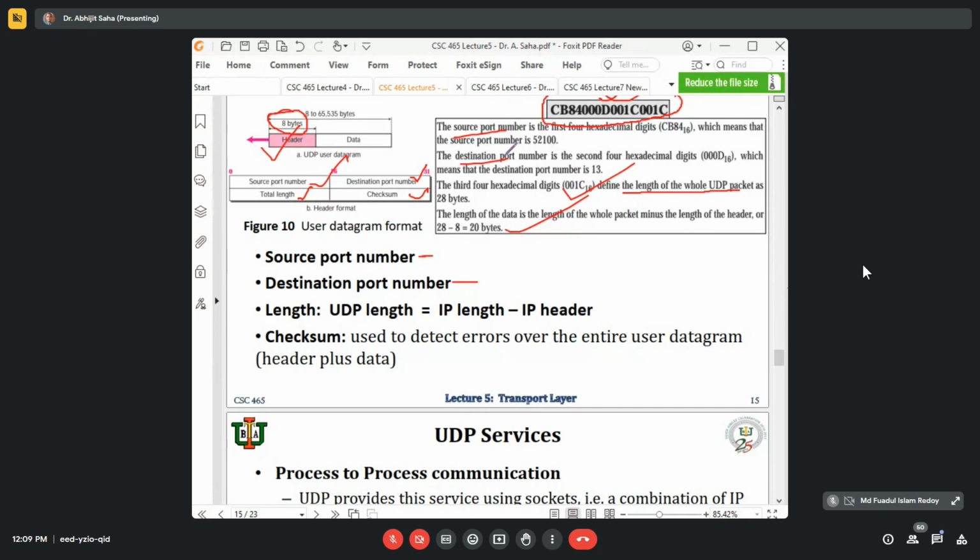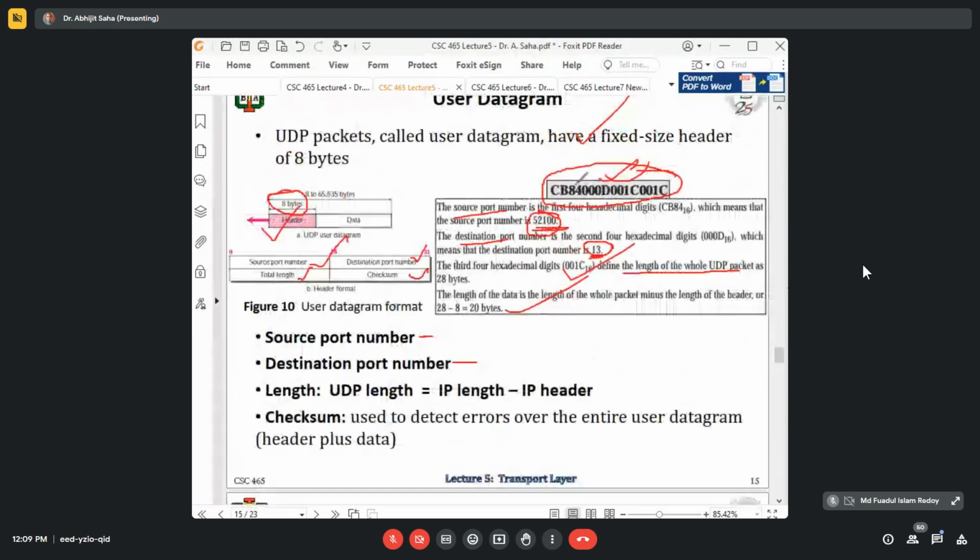And by seeing the port numbers, you can understand the source port number, because it is a dynamic port number, and the destination port number is 13, which is a well-known port number. So you can understand that this message is going to be sent from the client to the server, because the destination port is 13.